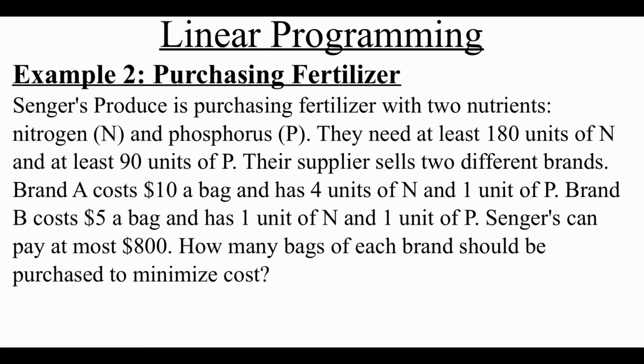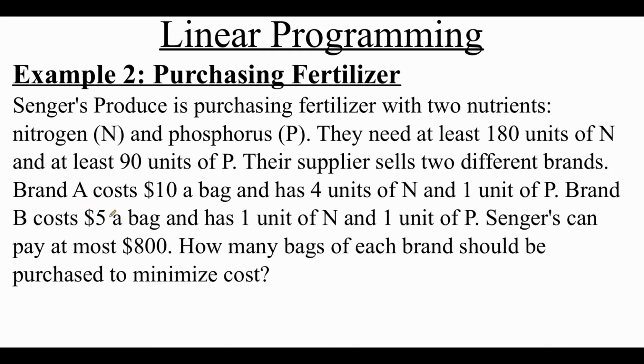Now their supplier sells two different brands. Brand A costs $10 a bag and has 4 units of nitrogen and 1 unit of phosphorus, and brand B costs $5 a bag, and that has 1 unit of nitrogen and 1 unit of phosphorus. Now Sanger's can only pay at most $800, and what we're going to try to do is minimize our cost so that we're paying as little as possible for the proper amount of nutrients.